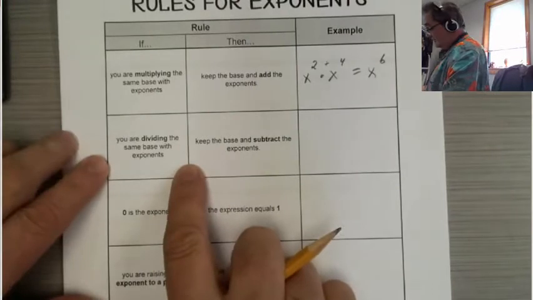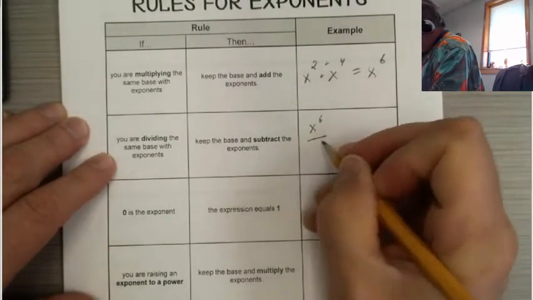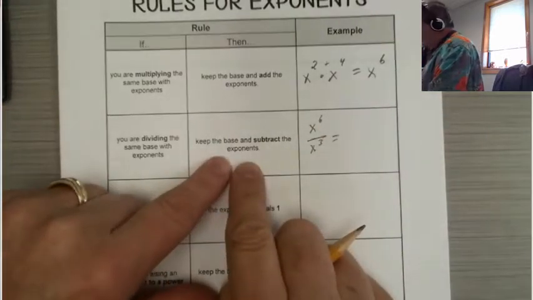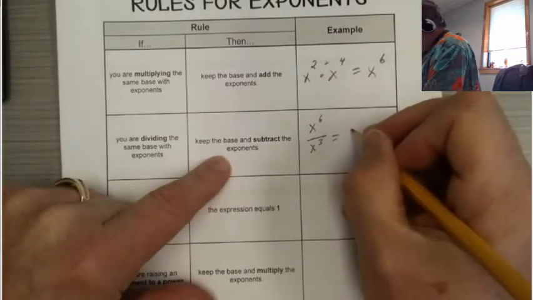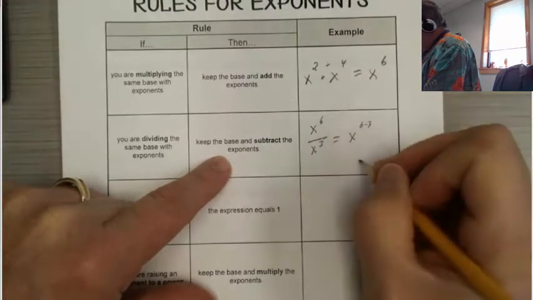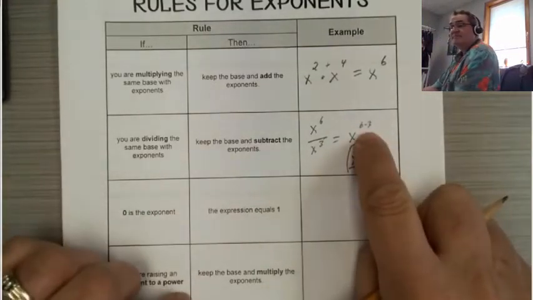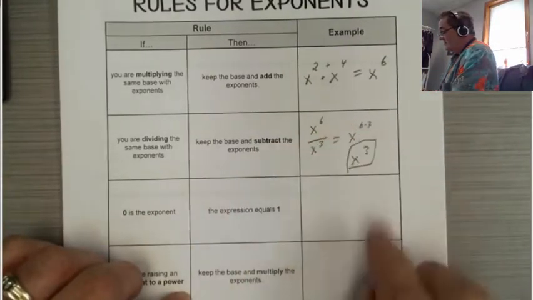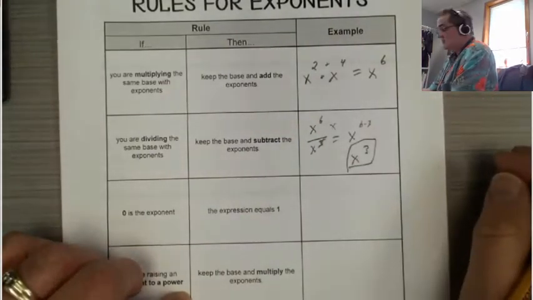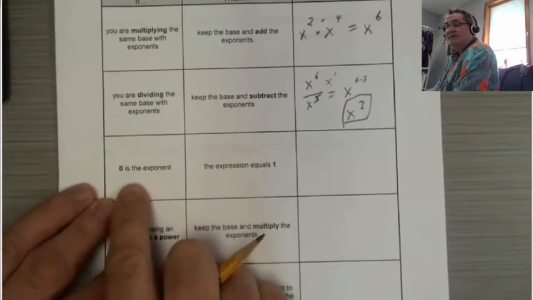If we're dividing with a base, so if we have x to the sixth divided by x to the third, we subtract the exponents. So it would be x to the 6 minus 3, x to the third. We would subtract them. Subtracting 6 minus 3. If this was a fifth, it'd be just x, right? 6 minus 5 is x to the first. Subtract them.